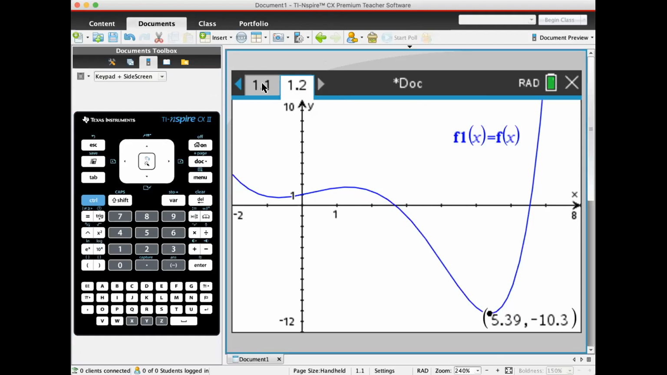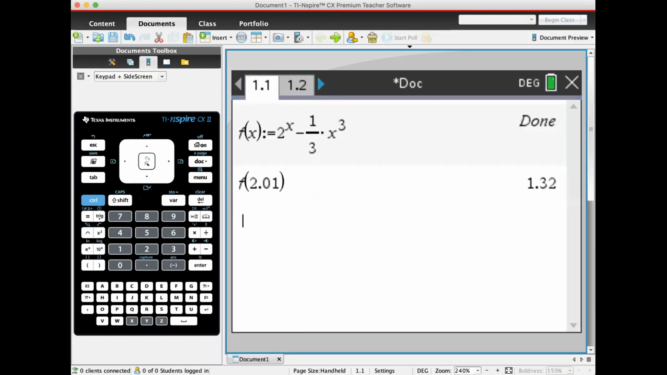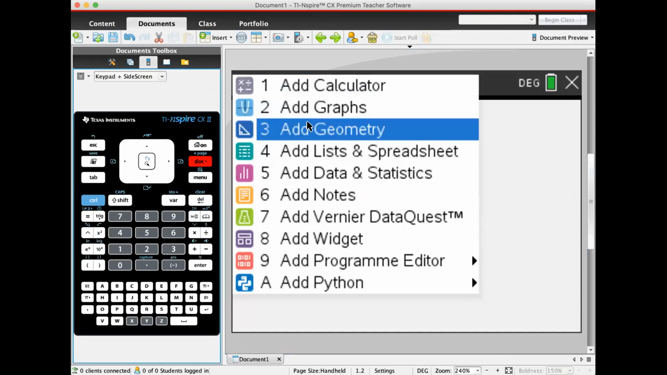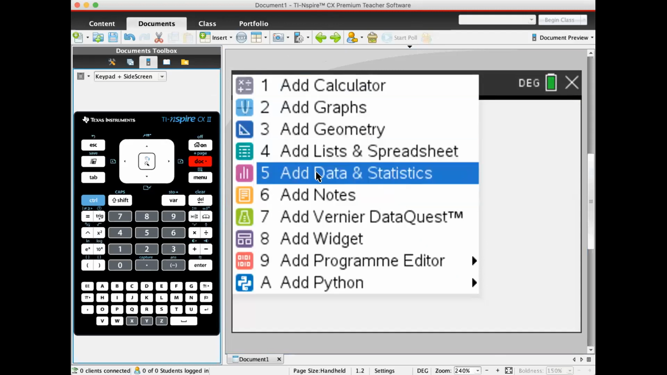So I was in the calculator page. What I did was I went to Control Doc, and that will give me the option to add a page. I can add any page that I want. I can add a geometry page, a list and spreadsheet page, a data statistics page, a notes page.